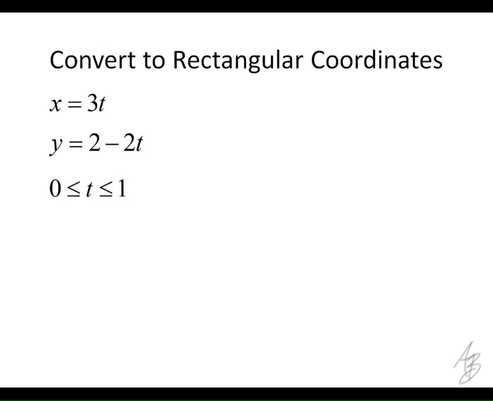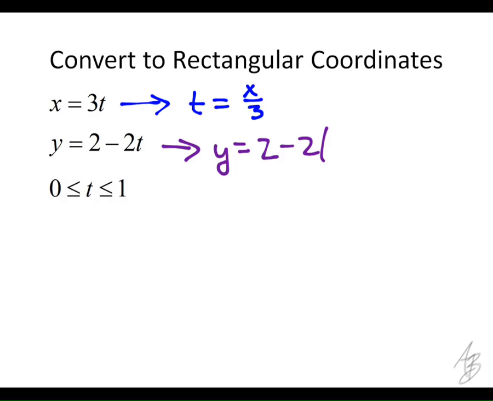But one method of rewriting this as a rectangular equation would be to solve this for t. And we would say t equals x over 3 here, right? And then I can take this equation and I can put the x over 3 where? I can put it in for t here. So if I put that in for t, then I end up with y equals 2 minus 2 times x over 3. And I could even write that then in slope-intercept form, and I would have negative 2/3 x plus 2.